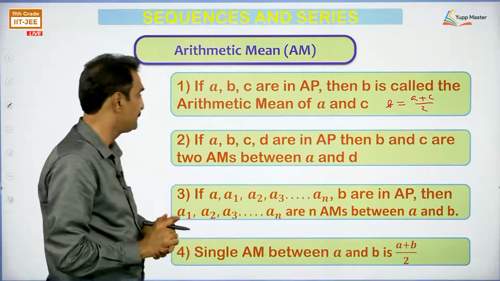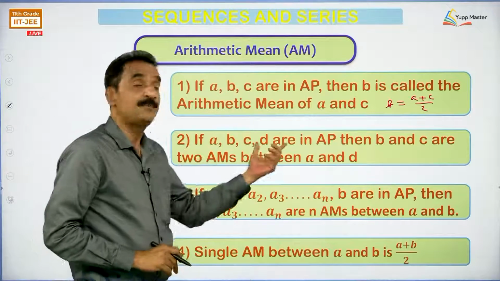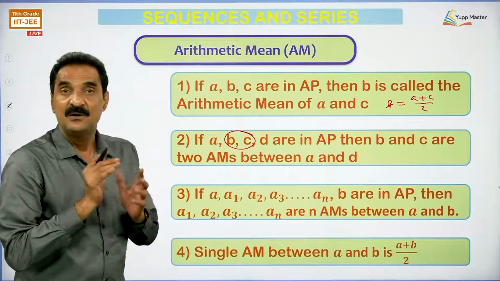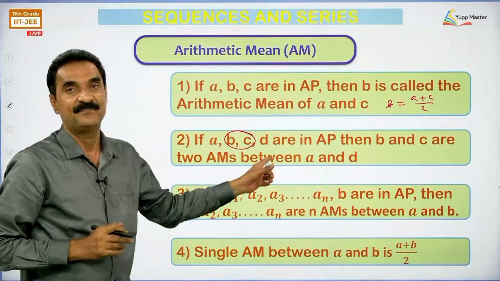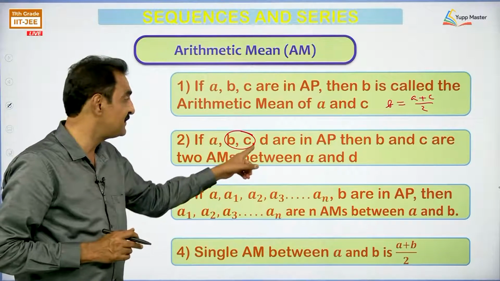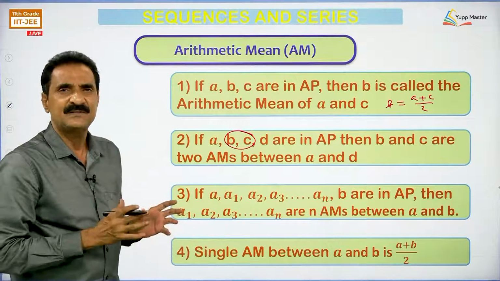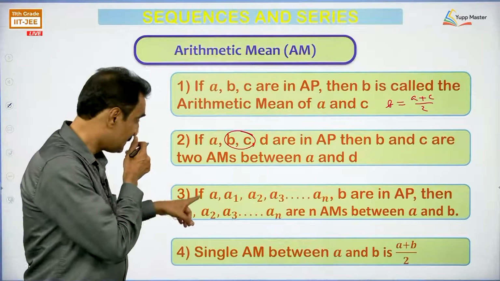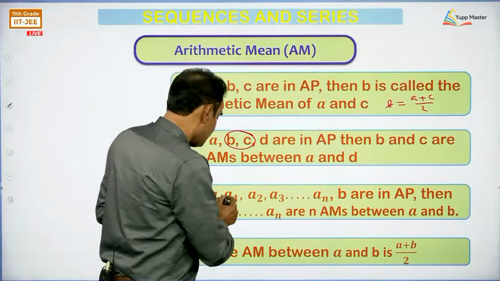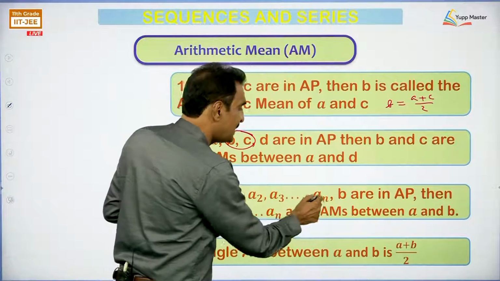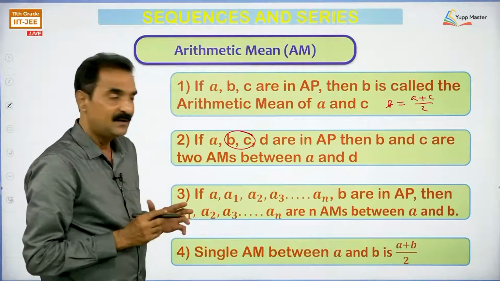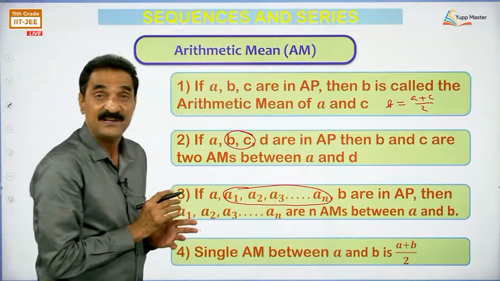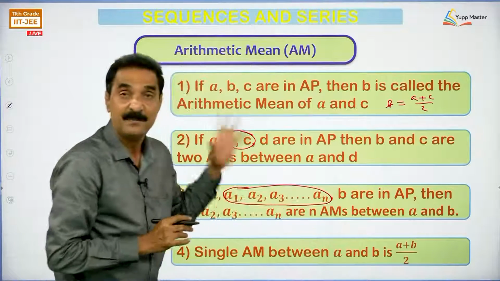If A, B, C, D, four numbers, are in AP, then the two middle numbers are called arithmetic means between A and D. So there are two arithmetic means between A and D. Like this, you can have any number of arithmetic means between two given numbers. Suppose A, A1, A2, A3 and so on, An, B are in AP. Then all these n numbers can be called arithmetic means between A and B.